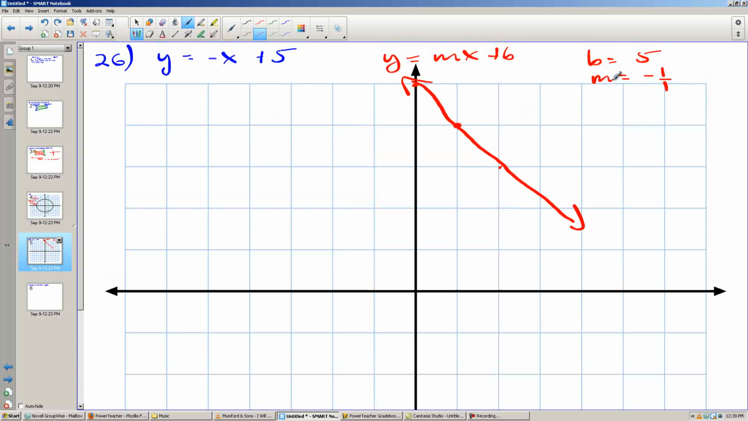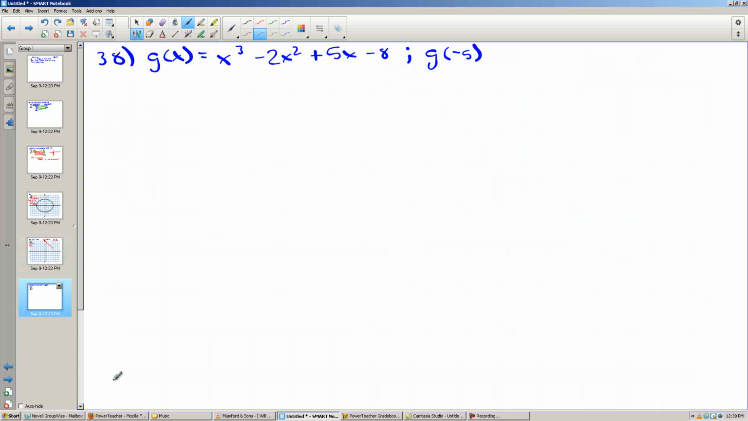Using this slope-intercept form, it's pretty easy, but you could also build an XY table and plug things like 0 in for x. That would give you a 5. And then 1 in for x: -1 plus 5 is 4. So there's my second point. And so on. Plotting points and connecting the dots.